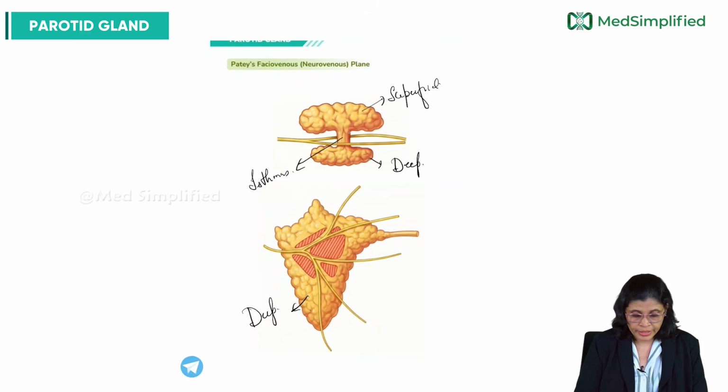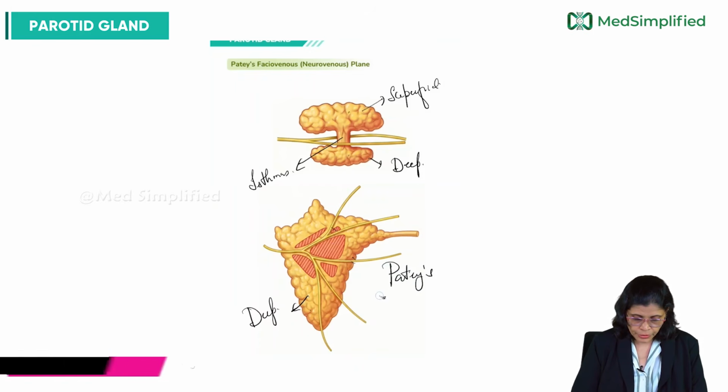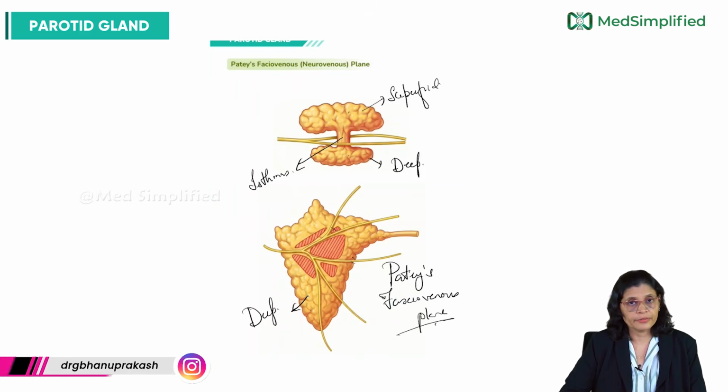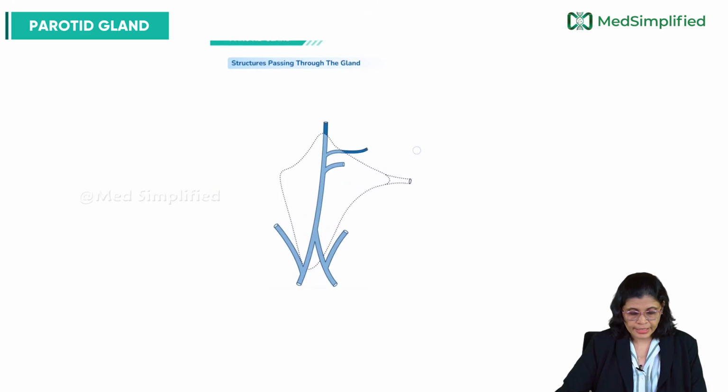Now this plane between the superficial and the deep lobes, where the facial nerve is branching out, we call it the fasciovenous plane. So this helps the surgeons to remove the parotid gland without damaging the nerve. The next structures which we see passing through the parotid gland.